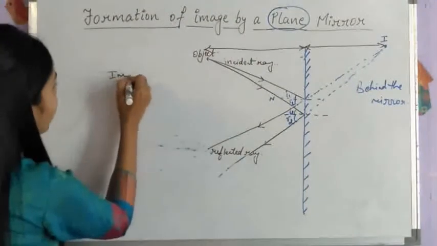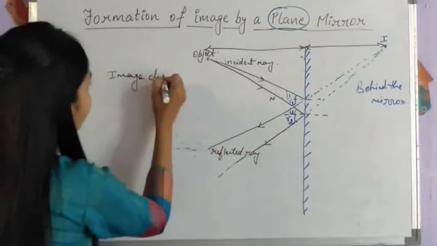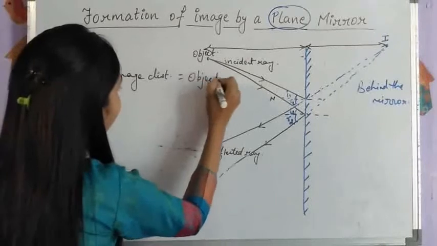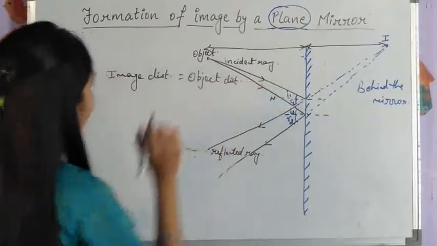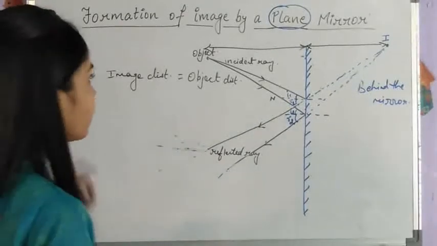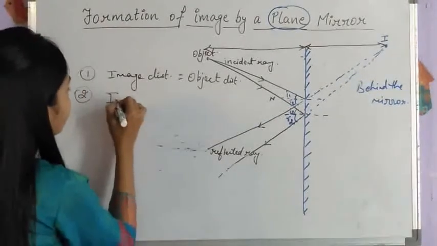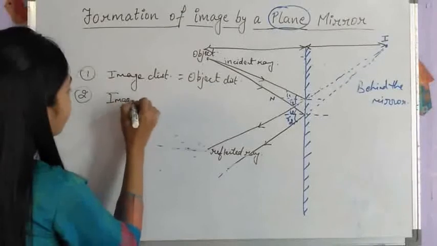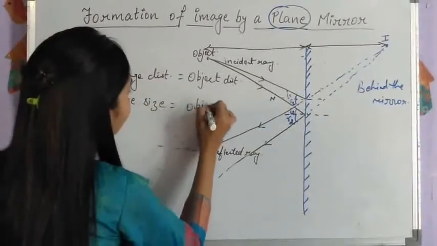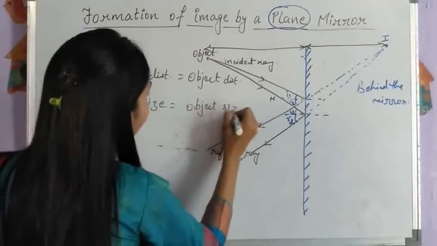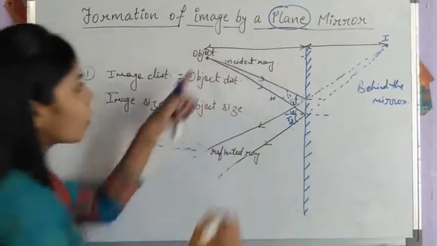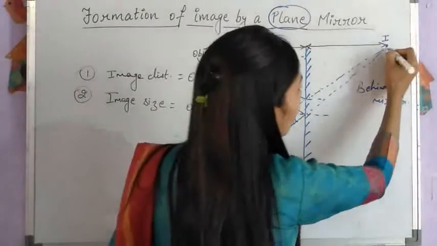So image distance will be equal to object distance. Okay, this is the first quality. Second one is size of image, that is, image size will be equal to object size, right? So if you see here, this is a point object and the image is also point size.